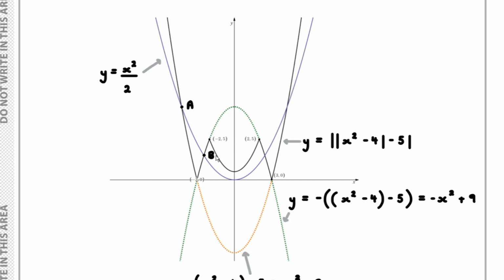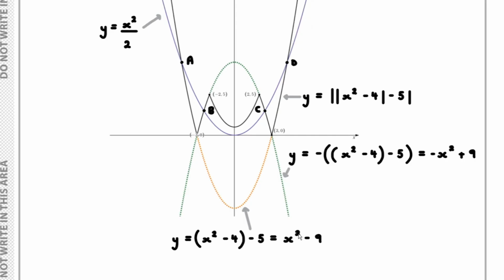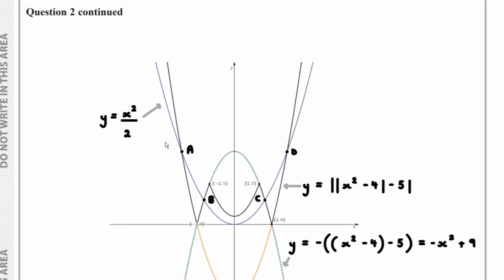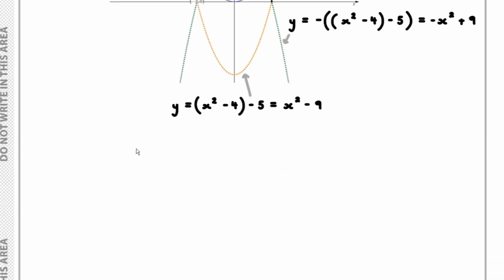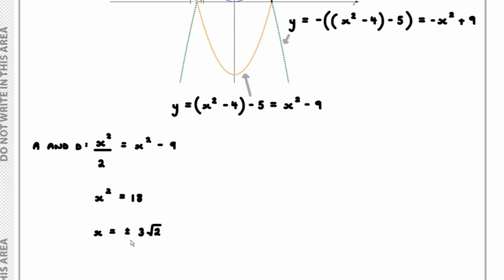We've got the point A, the point B, the point C and the point D. The points A and D is when we have this graph of x squared subtract 9 equaling this x squared over 2. So we have x squared over 2 equals x squared subtract 9. Solving, we've got x squared equals 18, so x is equal to plus minus 3 root 2.